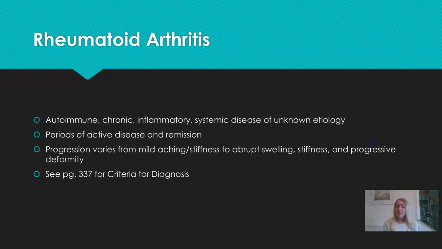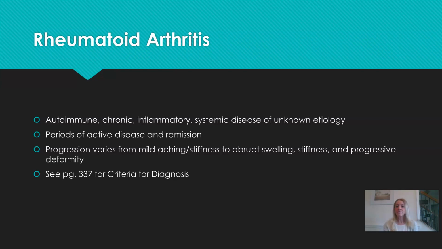All right, so we're going to talk about rheumatoid arthritis first, and then we'll get into osteoarthritis after that. So with rheumatoid arthritis, this is an autoimmune, chronic, inflammatory, systemic disease. There is no known etiology, so we don't know why some people develop RA and others do not. One typical symptom or characteristic of RA is periods of active disease and remission. So I'm not sure if you guys have covered this in disease or pathophysiology yet, but that is one thing we do tend to see a lot with RA.